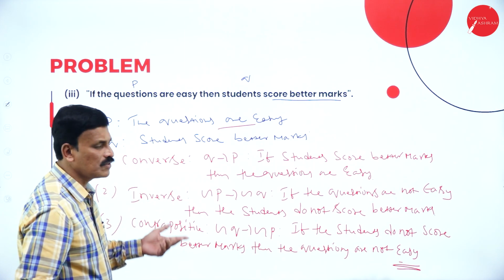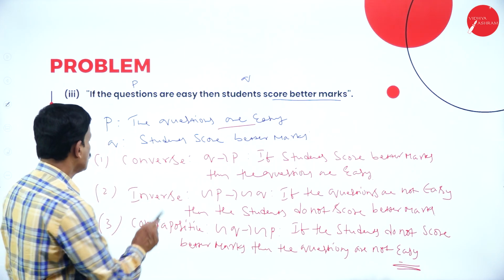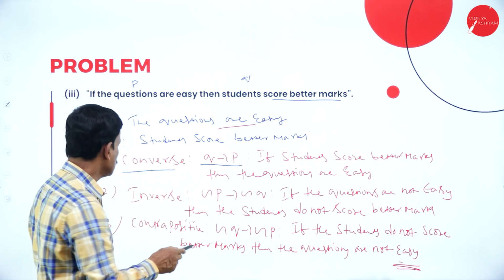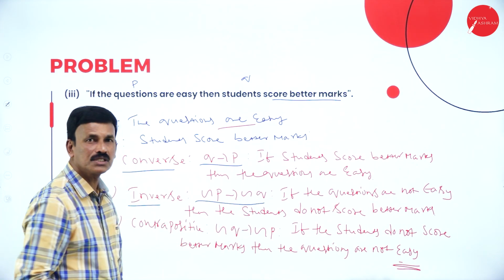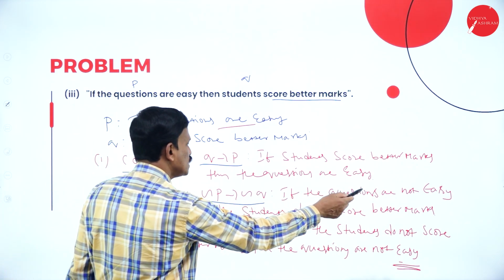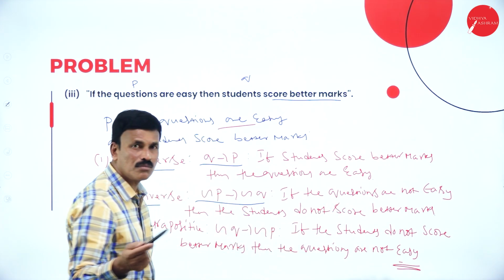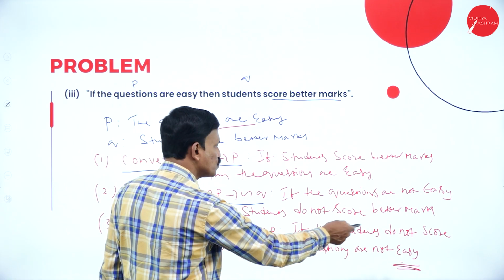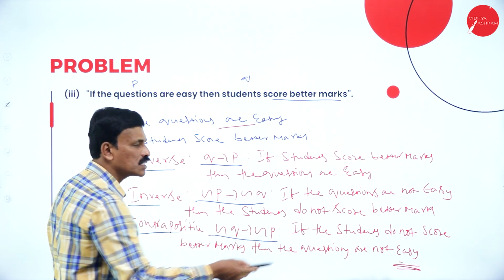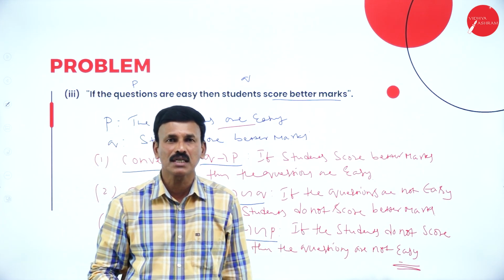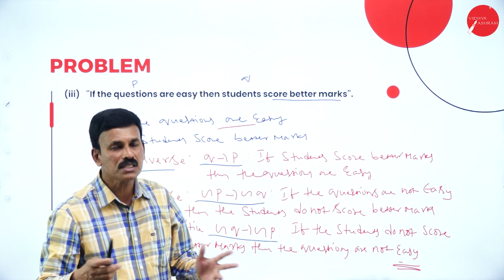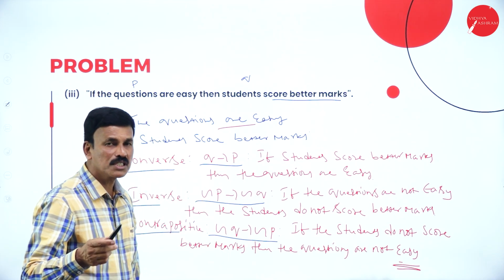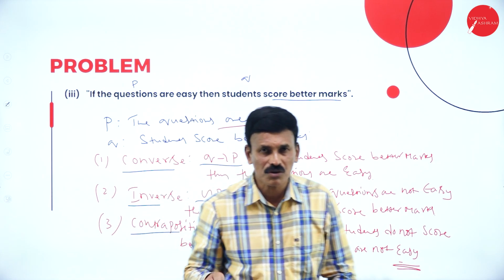See, this is the converse, inverse and contrapositive. Converse, Q conditional to P: if the students score better marks, then the questions are easy. Inverse is negation of P conditional to negation Q: if the questions are not easy, then the students do not score better marks. And the contrapositive, negation of Q conditional to negation P, that is, if the students do not score better marks, then the questions are not easy. This is how we are going to write the converse, inverse and contrapositive for the given statement. Hope you followed. This is very simple and very important for the point of examination. You may expect a 1 or 5 marks question from this inverse, converse and contrapositive.